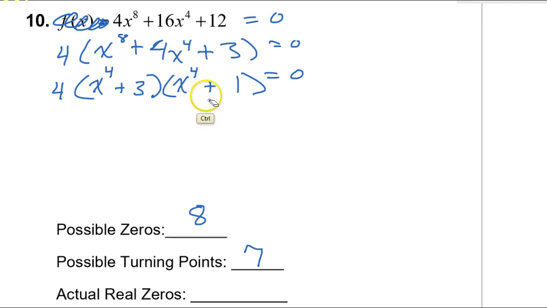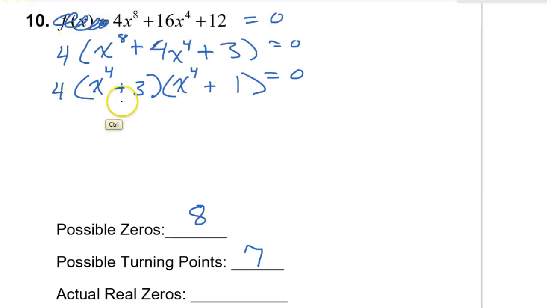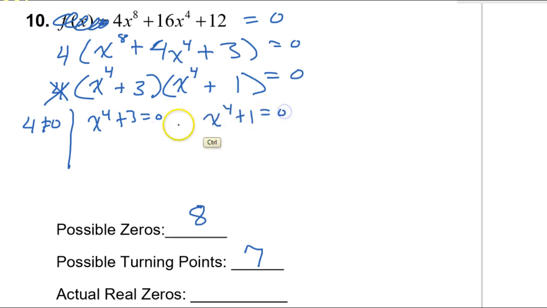Notice that x to the 4th power plus 1 cannot be factored any further. This is not the difference of two squares. This is the sum of two squares. And that can't be factored anymore. What I can do is set each of these factors equal to 0. You can't set 4 equal to 0, right? Because 4 is a constant and it simply does not equal 0. But with the rest of them, I can set x to the 4th power plus 3 equal to 0 and x to the 4th power plus 1 equal to 0.